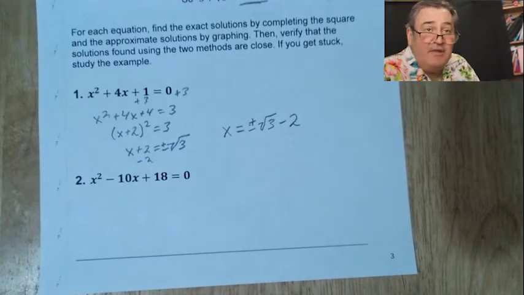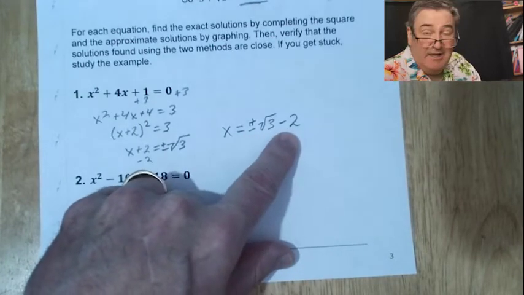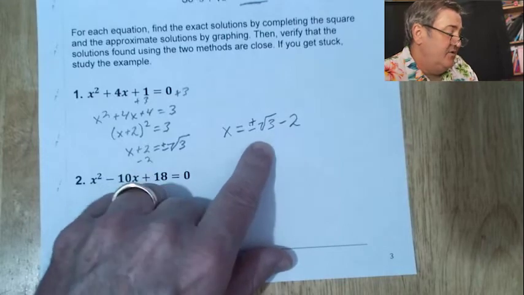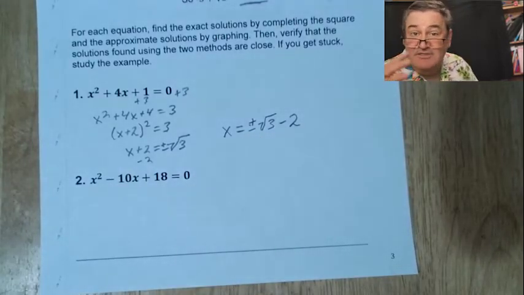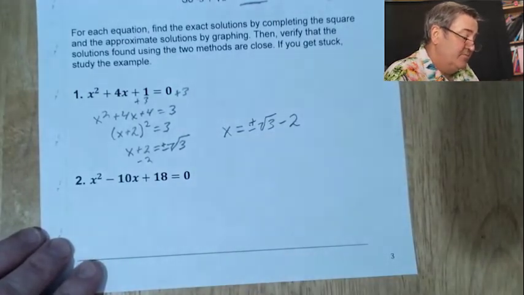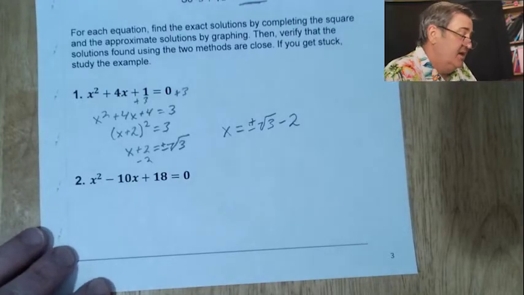And if you graph it, you'll find that. If you use the positive, it'll be like 0.2 something is where it crosses the x-axis. If you use the minus one, it'll cross at like negative 3.7 something on the x-axis when you graph it. So that is the same number, just approximate. The graph is approximate. So we want the exact solution.